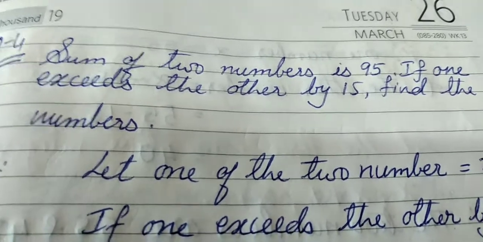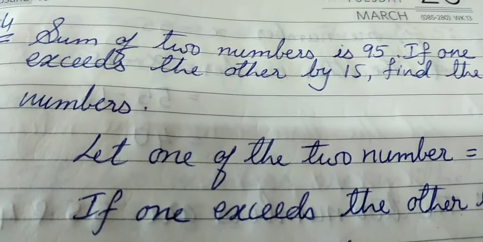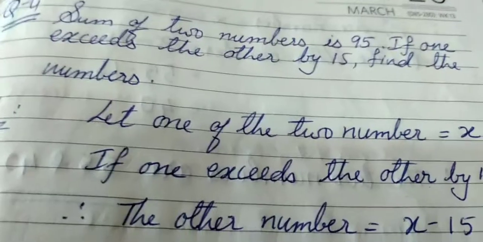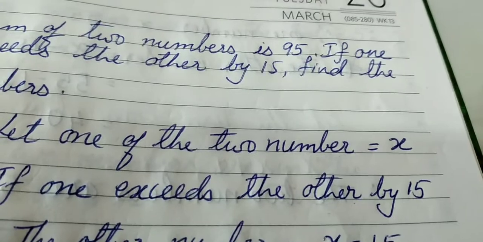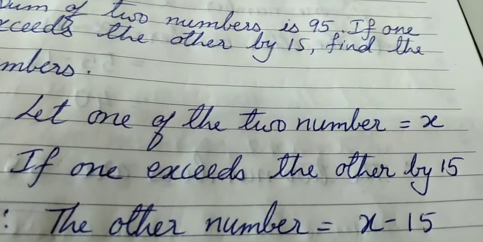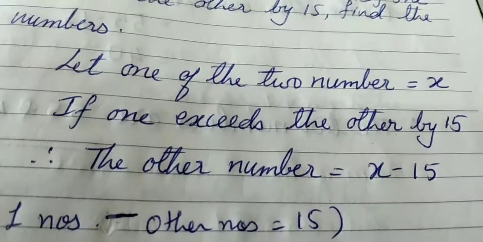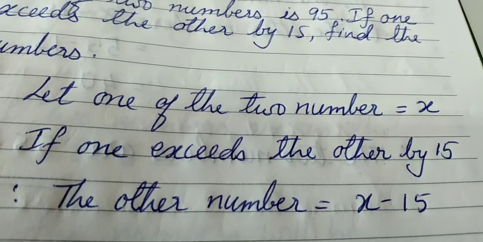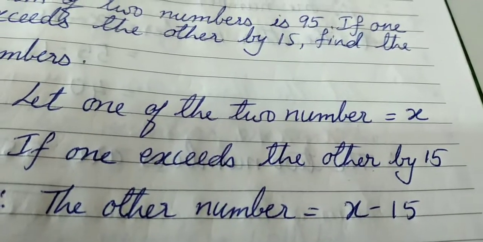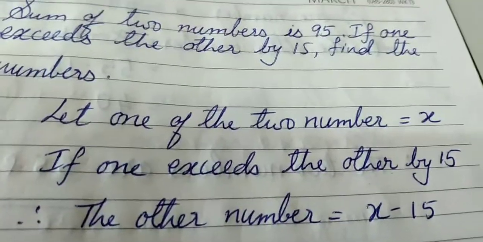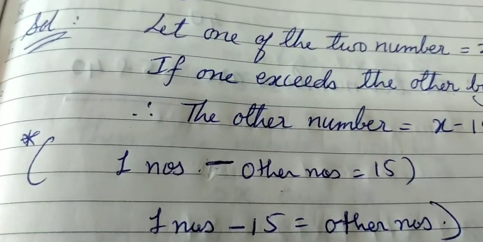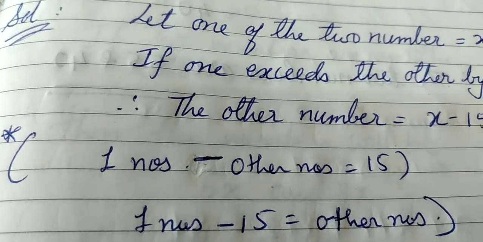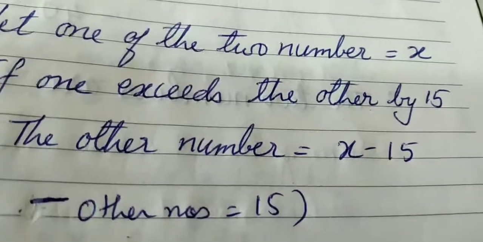Okay, so first what we are going to do, we are going to assume one of the two numbers. Let one of the two numbers be x. If one exceeds the other by 15, then what's going to be the second number? Second number will be x minus 15. Okay, how are you going to judge it? Just see. You can see the asterisk sign. It is not to be considered in the calculation. It is just to explain to you how you get the other number.